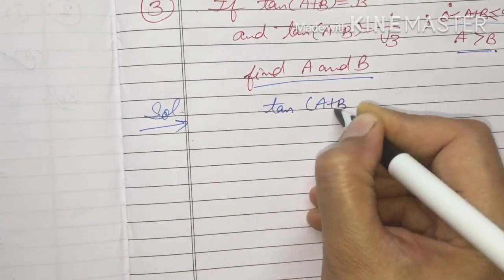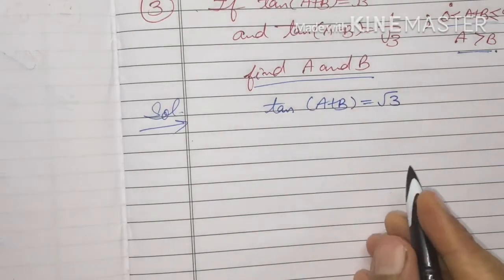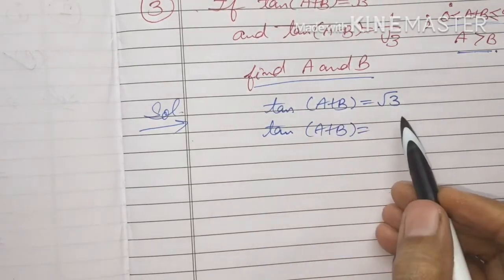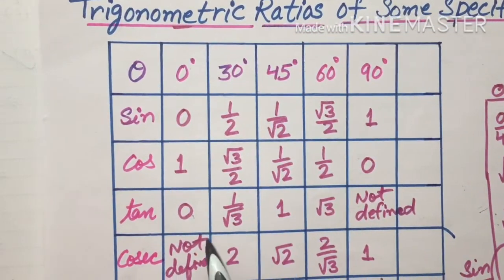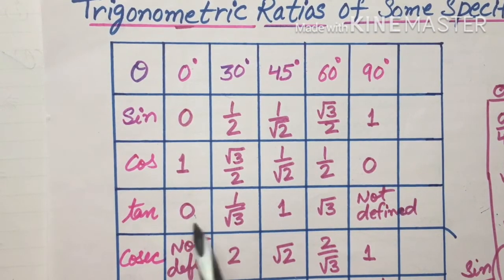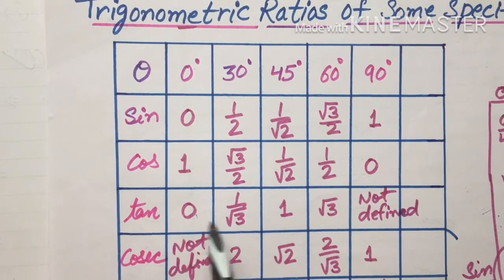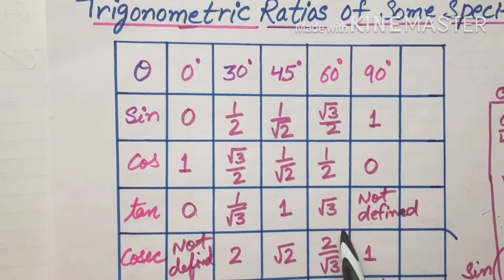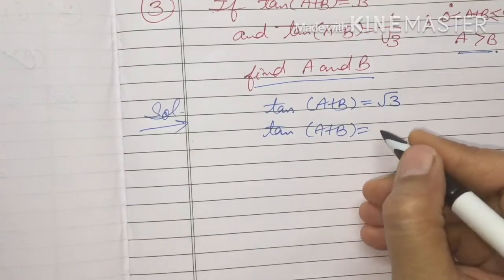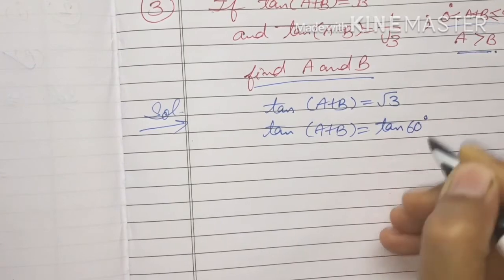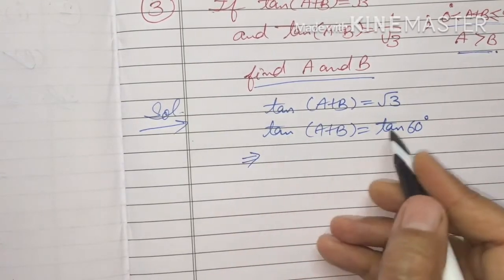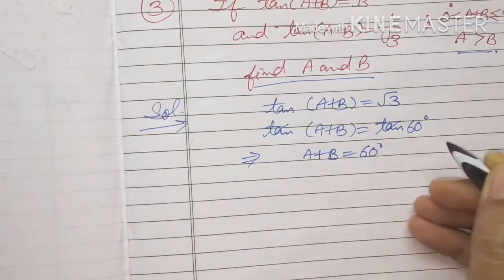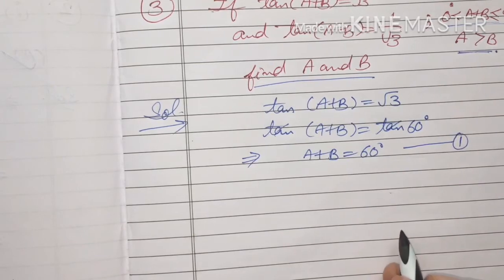Tan a plus b is equal to root 3. So we can write it like this. If we check our table, root 3 in the tangent line is tan 60. So in place of root 3 I can write tan 60 degree. In the next step, because tangent is on both sides, I can write a plus b is equal to 60 degree. Let it be the first equation.